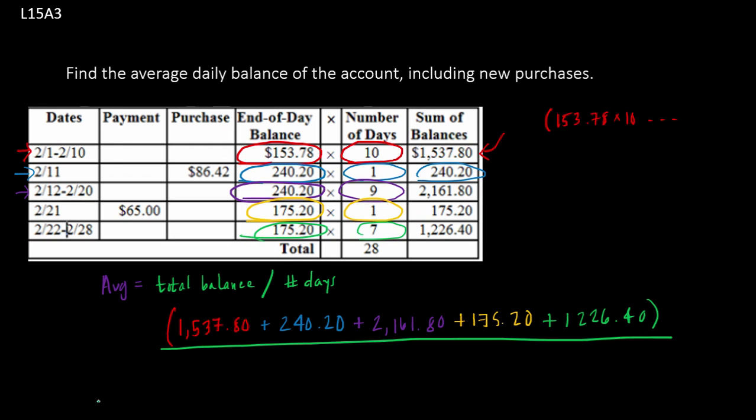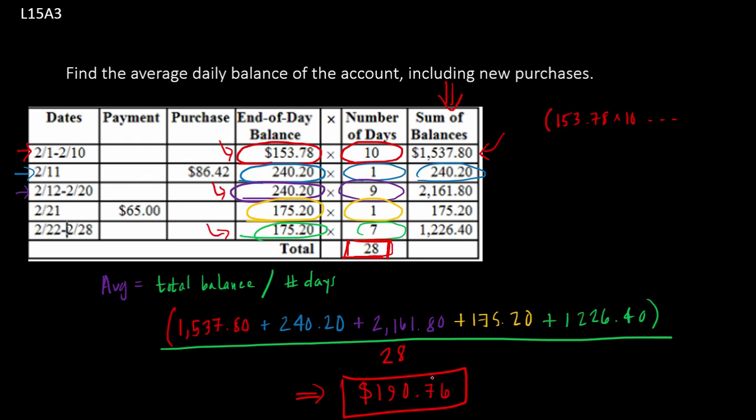Again, we could have written out these numbers individually. I could have written 153.78 10 times. I could have written 240.20 9 times. I could have written 175.20 7 times, but it's so much faster just to start by doing the multiplication and use the sum of balances instead. The last piece I need is the total number of days there are, and they've even totaled that for me. They say that the total number is 28, so I divide by 28. Again, be very careful with typing this into your calculator. I really encourage you to just practice that now and double check that you come out with the answer 190.76.